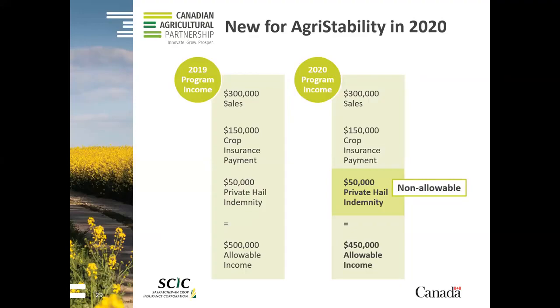So this scenario just shows basically how in the 2020 program year, the indemnities the producer receives from private hail insurance are not considered as allowable, and this reduces the overall income used in the producer's benefit calculation. So as a result, the producer's potential AgriStability benefit is not affected by having income from using other risk management programs.